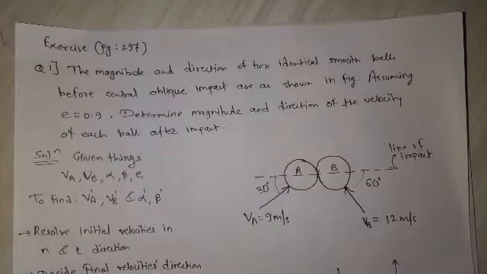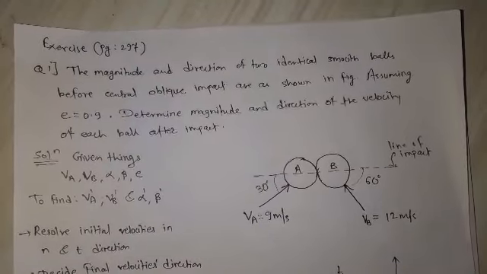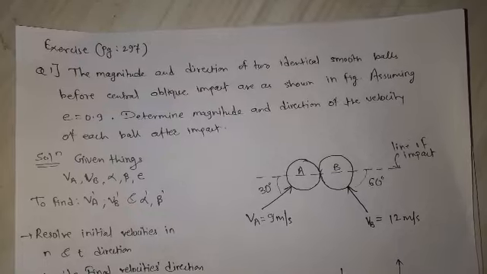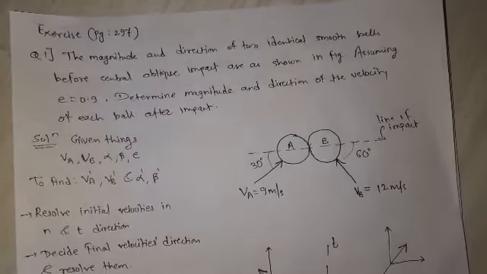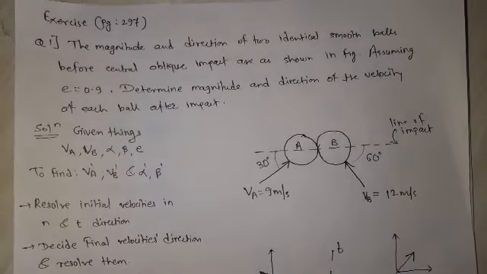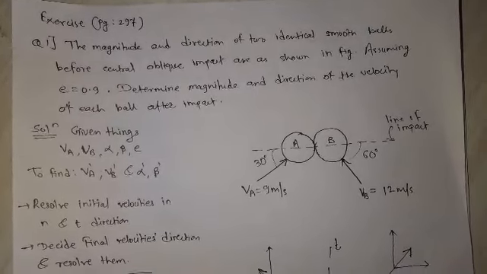We'll cover one problem of exercise which is on page number 297. This is the first problem, and this problem is based on central oblique impact. In last lecture we had discussed about the procedure to solve a central oblique impact. In this lecture we'll discuss one problem on it. This is an unsolved problem from the exercise.